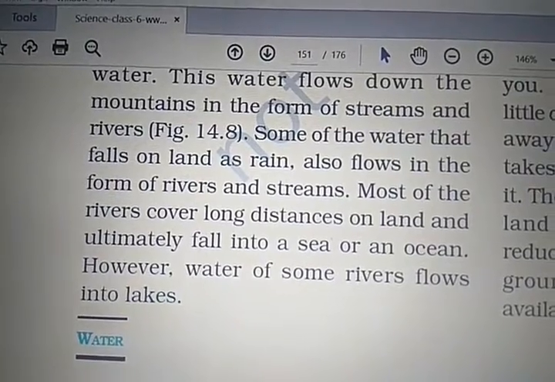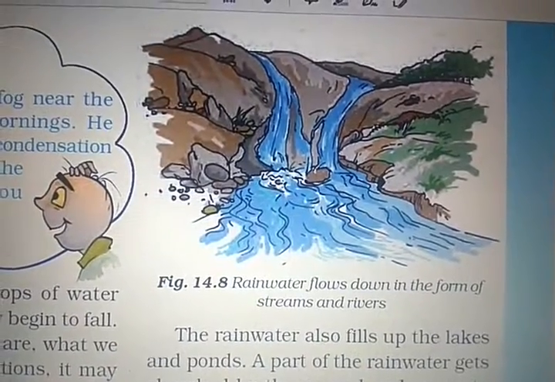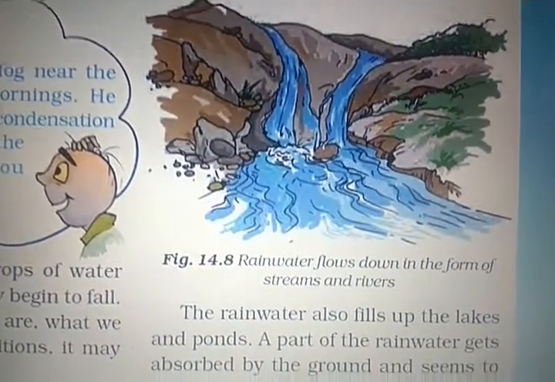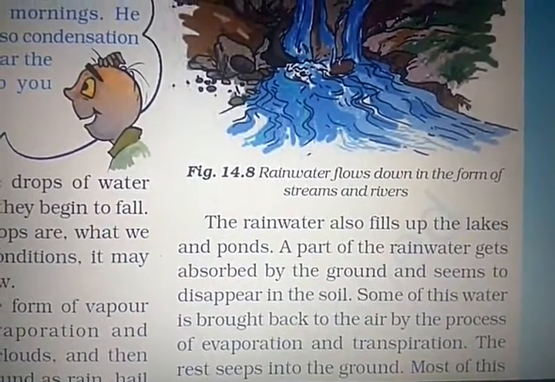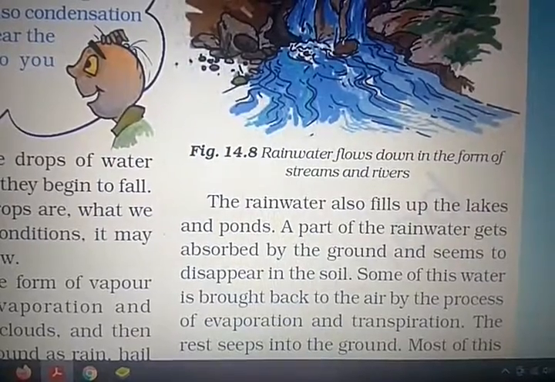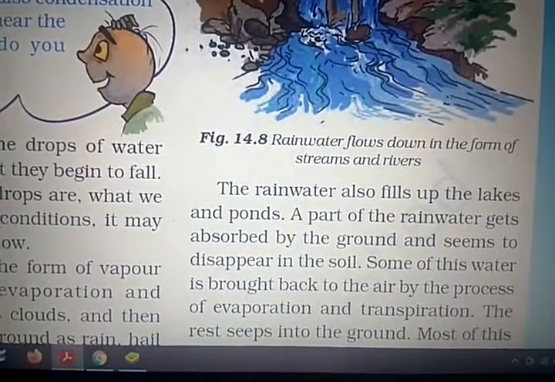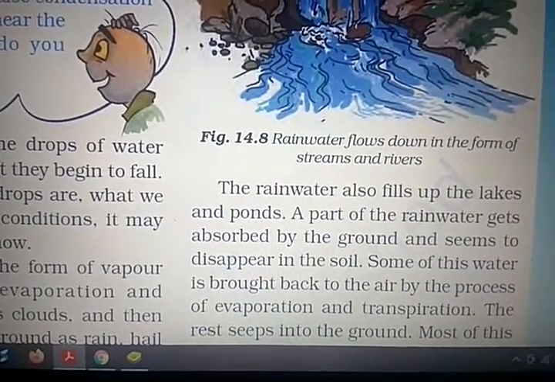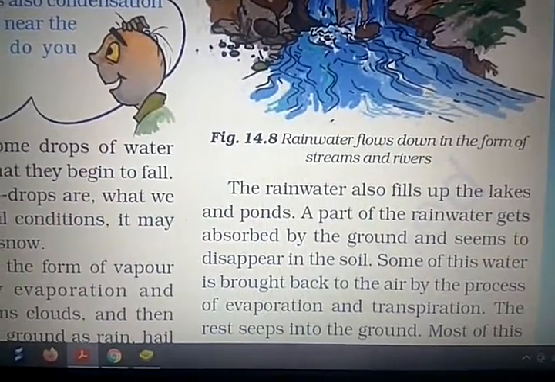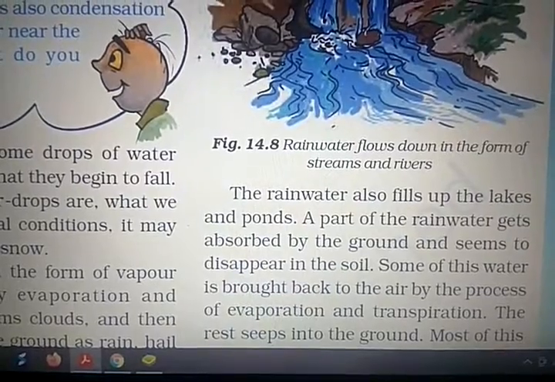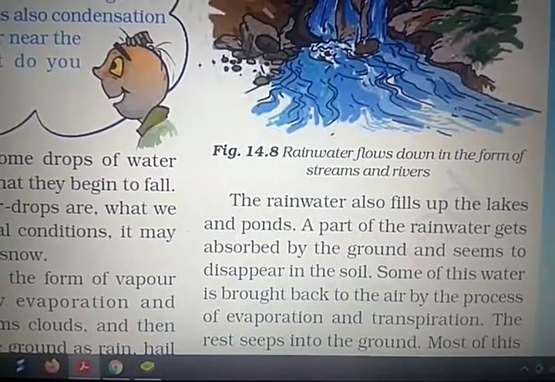However, the water of some rivers flows into the lakes. Now you can see here, rainwater flows down in the form of streams and rivers. The rainwater also fills up the lakes and ponds. A part of rainwater gets absorbed by the ground and seems to disappear in the soil. Some of this water is brought back into the air by the process of evaporation and transpiration. Again, evaporation starts. Now the cycle is over and the cycle starts again from evaporation and transpiration.